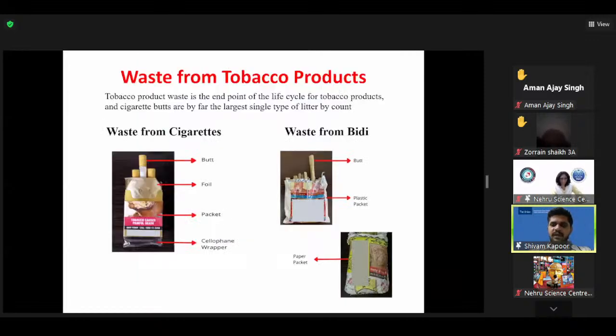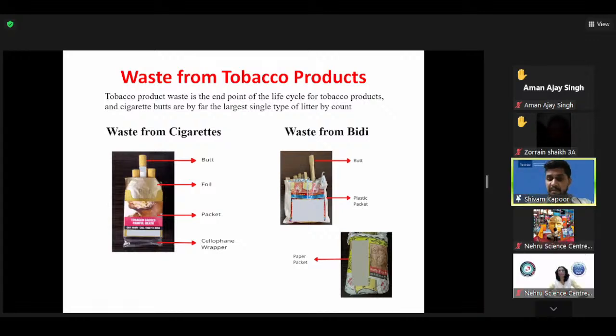When we start with the tobacco products per se, let's first categorize the products. Starting with cigarettes, there are major parts of the cigarette that contribute to tobacco product waste, or TPW in short form. The end of the cigarette, the cigarette butt, is a major waste product. Then there is the foil paper, which comes under the cigarette packaging, and the packet of the cigarette, which is made of paper. Sometimes there is plastic mixed in, and it is surrounded by a cellophane wrapper, which is again a major plastic component.